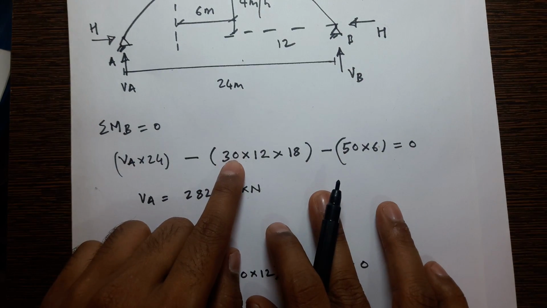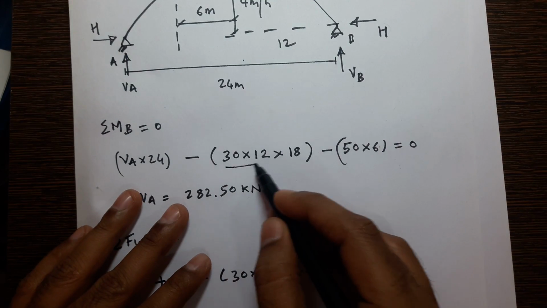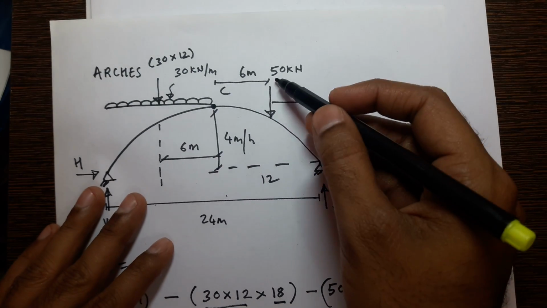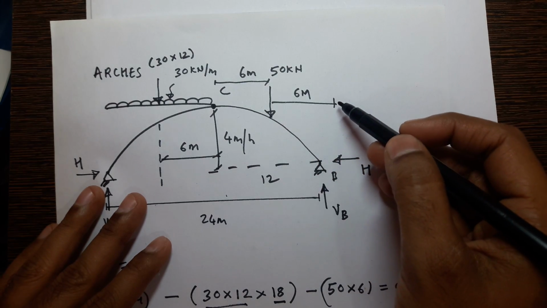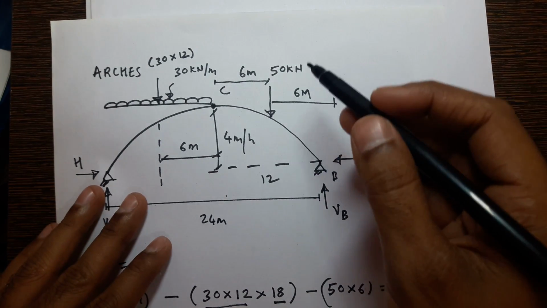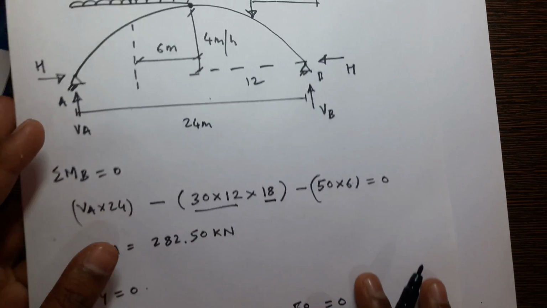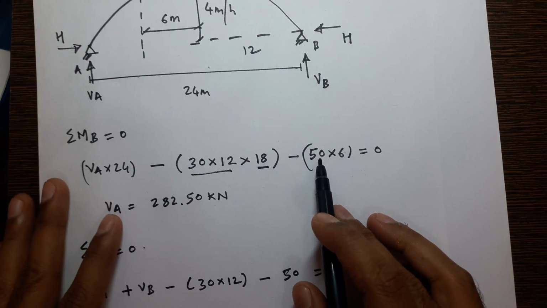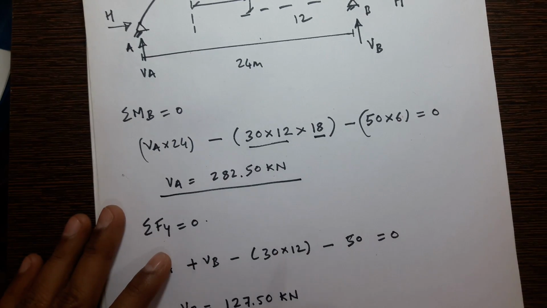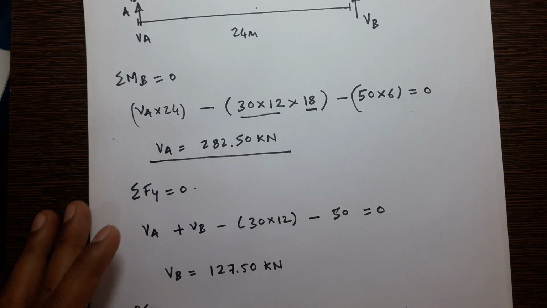So 30 into 12, which is total load into perpendicular distance. Then you have this point load, and the perpendicular distance from B is 6 meter, and this will also create anti-clockwise moment. So minus 50 into 6. So VA you will be getting 282.50 kilonewton.